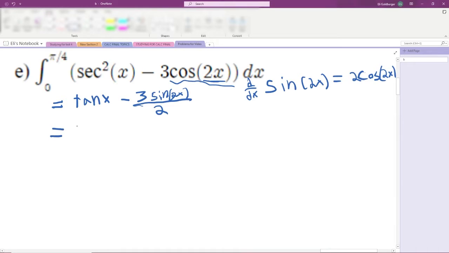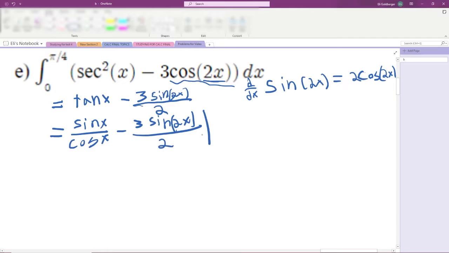So instead of tangent of x, let's rewrite that as sine of x over cosine of x. Then minus 3 sine of 2x over 2. And then it's a definite integral, so that is 0 to pi over 4. Now our f of pi over 4 is what we're going to solve for right now.